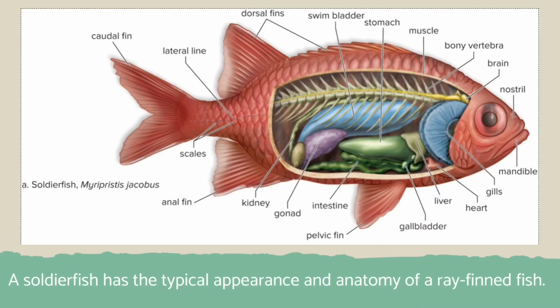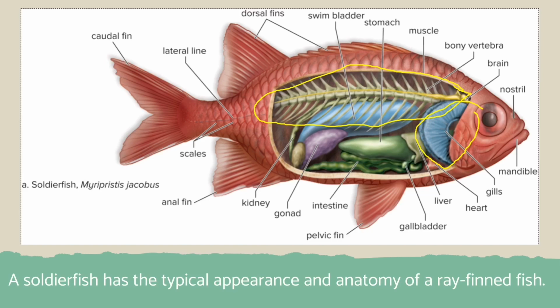Next, we proceed to the anatomy of a ray-finned fish. The reason they are bony fishes is that they have bony vertebrae. So that's why they are bony fishes. And they also have gills here. Their gills are covered by the operculum.